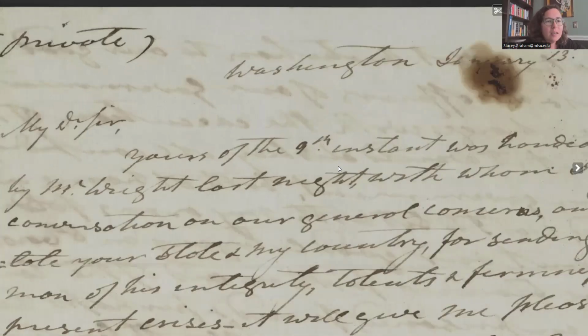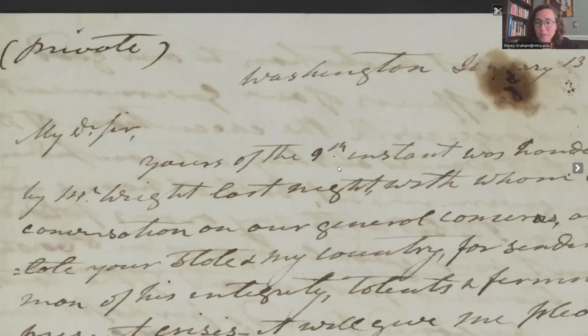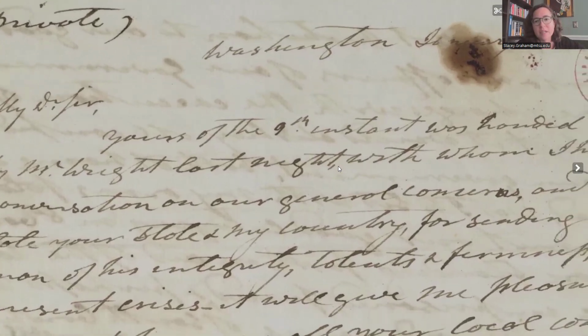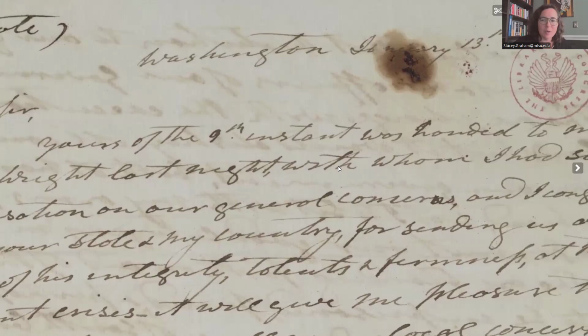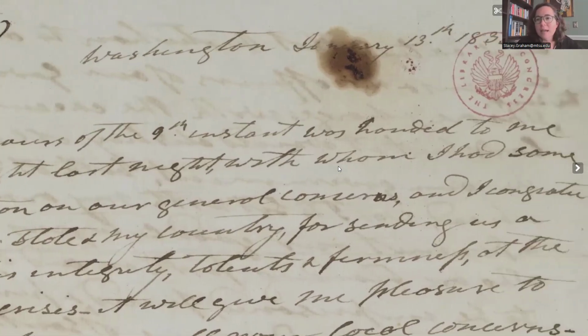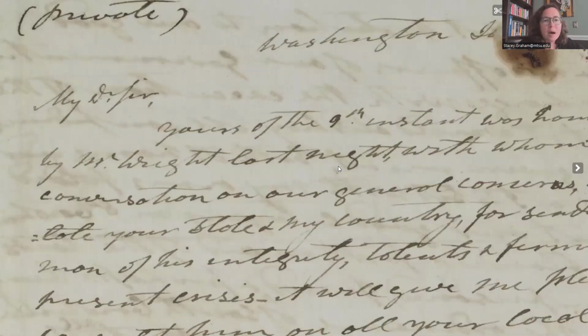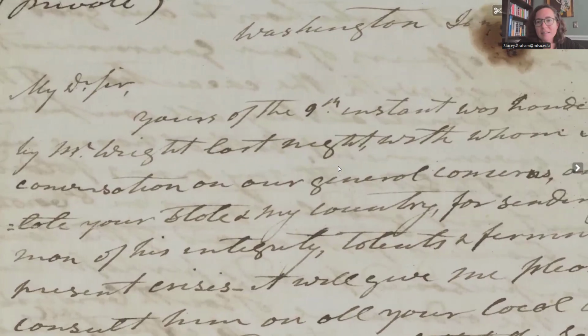And then in his address, he says, "My dear sir." So, dear is an abbreviation right there. "Yours of the 9th instant." Instant was a word that they would put after dates, just a very common way of writing letters back then. "Was handed to me." You can see he's got those round looped D forms, not just at the end of the words like Thomas Jefferson did, but even in the middle of words. "By Mr. Wright last night."